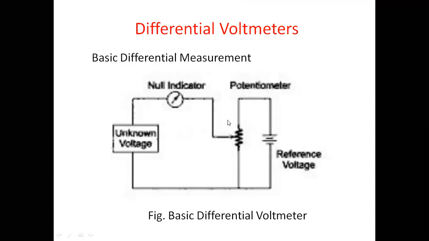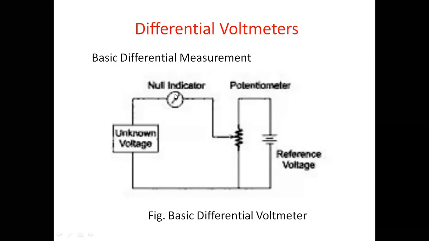So here we will have a reference voltage, a potentiometer, a null indicator, and the unknown voltage. In this case, the potentiometer is adjustable, so we can vary it, and there is a change of the voltage. Due to that voltage, the current flows through the indicator. Similarly, we connect the unknown voltage between these two terminals, and the unknown voltage is also connected to the null indicator.